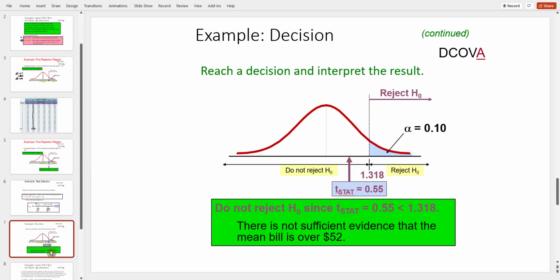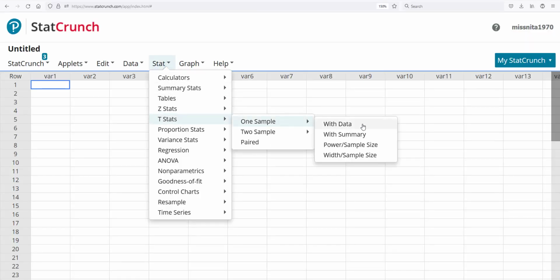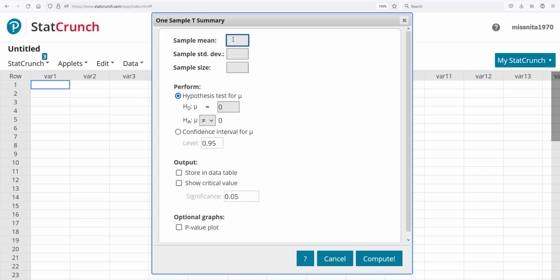Okay. We can also do it with the p-value approach. So once again, I'm going to show you how to do this in StatCrunch, along with my template. So we're going to go to stat, t-stat, one sample with summary. And we're going to type in our information. The sample mean was 53.1 with a standard deviation of 10 and a sample size of 25. Our hypothesis test, we were looking at 52. As you can see, it populated in our alternative hypothesis as well, but we're going to change this not equal to greater than. Okay, so it looks just like the test that we did on paper.